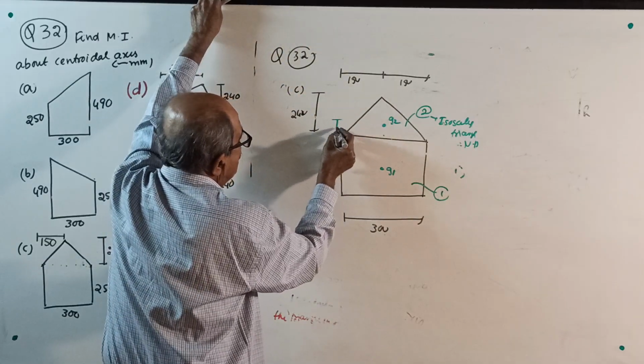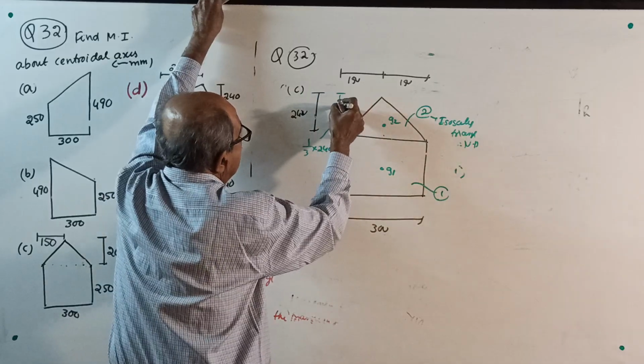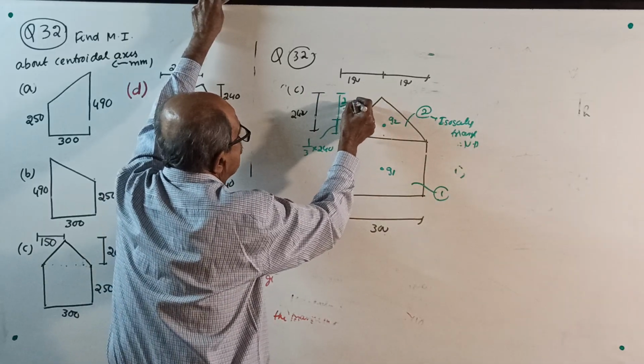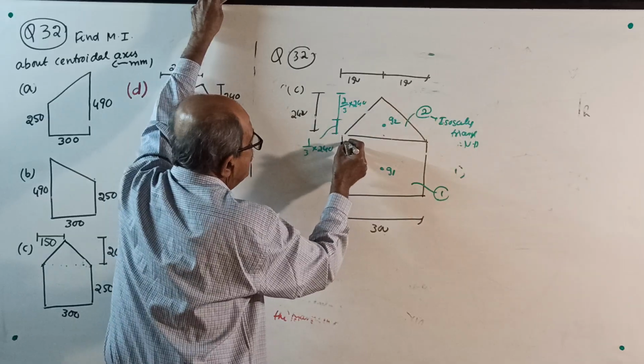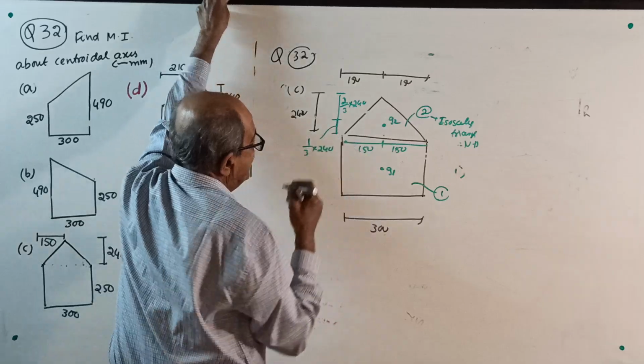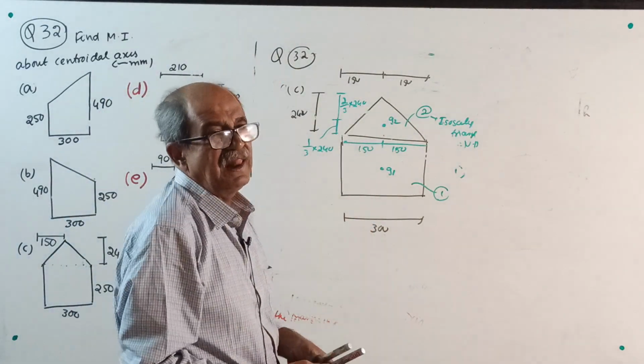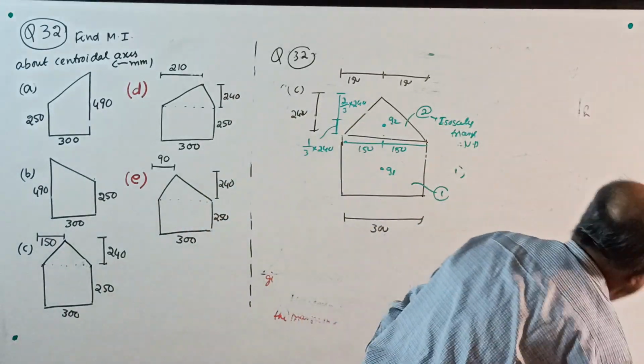This will be 1/3 of 240. This will be 2/3 of 240. This way, both will be midpoint, 150, 150. Center. So, there is no problem. Moment of inertia I told already. Because if I tell that also now, then where is the question first of all?